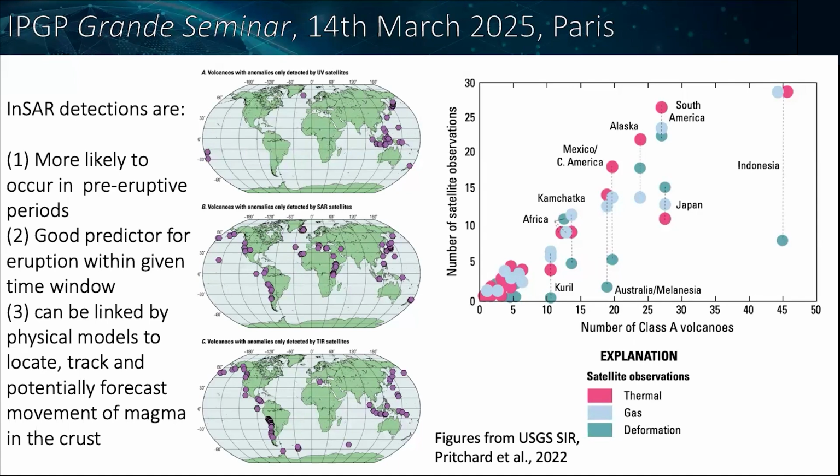On the right, the figure shows, along the x-axis, the number of Class A volcanoes. This categorization comes from a USGS scientific investigations report from 2022. Part of the effort with that work was to look at volcanoes around the world and assess what the needs for satellite remote sensing were. We did that on several bases. One was looking at the population exposure index around the volcano. One was looking at the level of activity at the volcano, and the other was indicators for unrest.